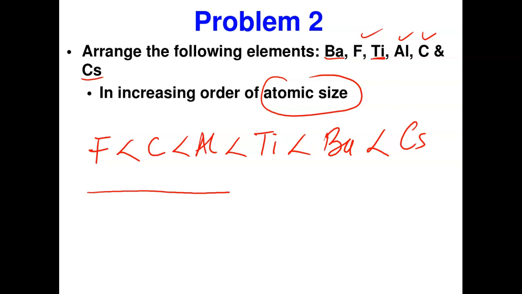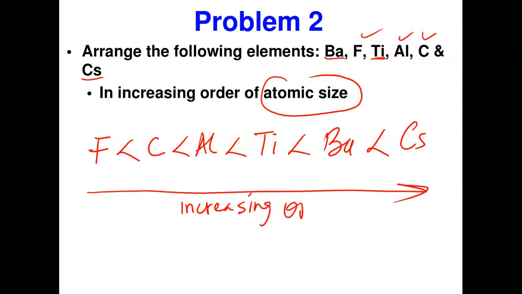So this direction is actually increasing from lowest to highest. This is increasing order of atomic size from lowest to highest. I usually advise students to use the less than sign for your arrangement from the lowest to the highest.